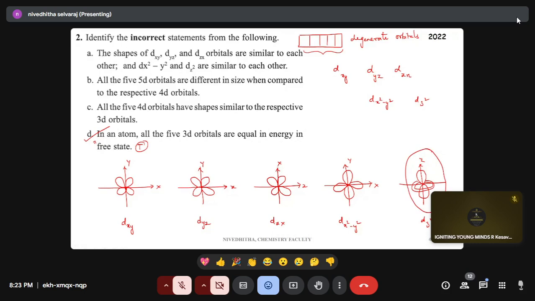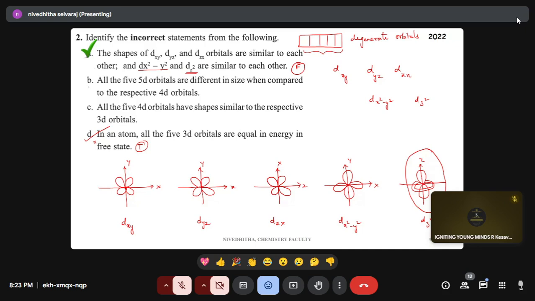So, what is the first statement? The shapes of dxy, dyz, dzx orbitals are similar to each other, and dx square minus y square and dz square are similar to each other, which is wrong. The shape of dx square minus y square and dz square is completely different. So the first statement is false. According to this question, this is the right answer.